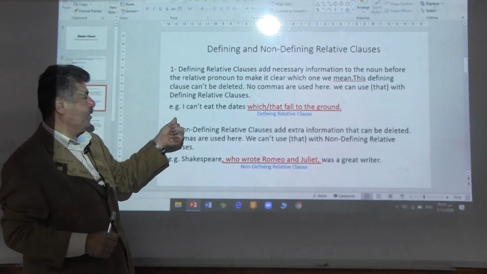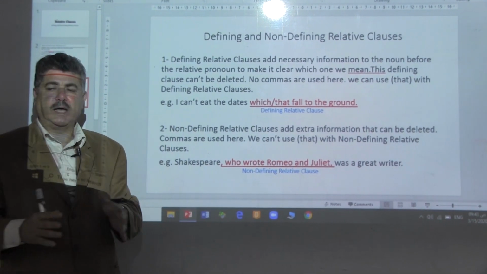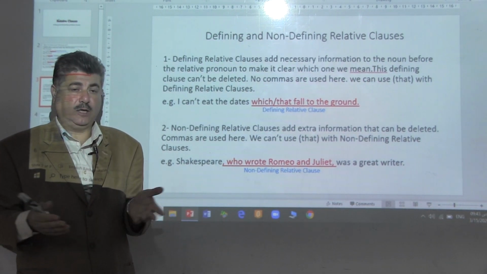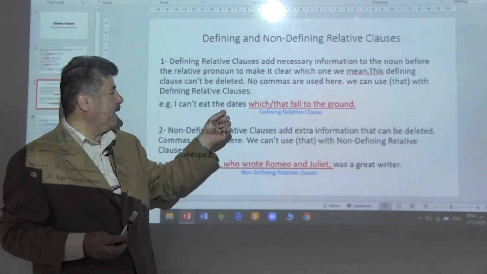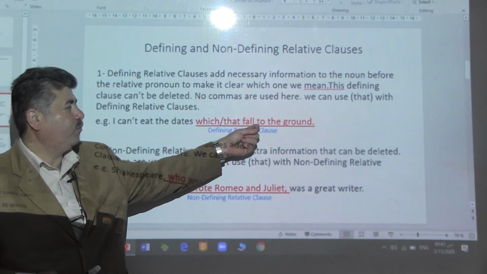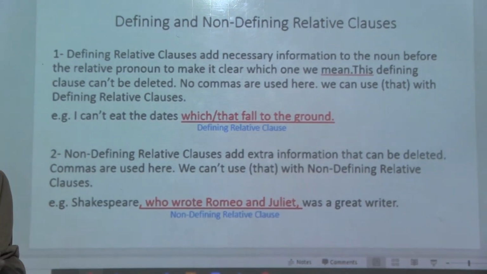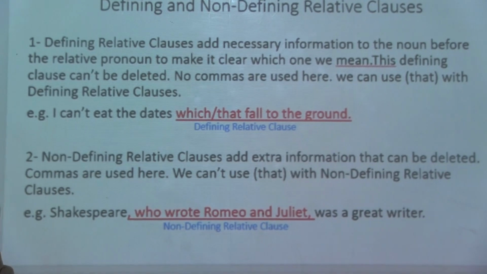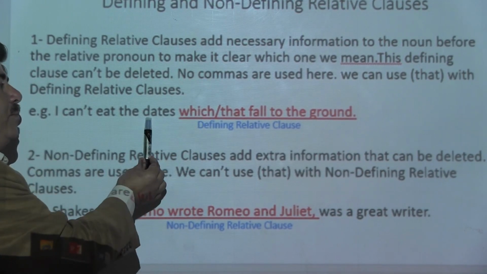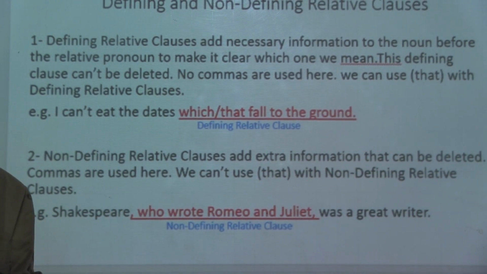Look at the example here. "I can't eat the dates." If I stop here, the sentence becomes unclear. What dates can't you eat? But when I say "I can't eat the dates which or that fall to the ground," this means that I am talking only about these dates, not all dates in general. So this information is very important to define the noun before it: what dates we refer to.